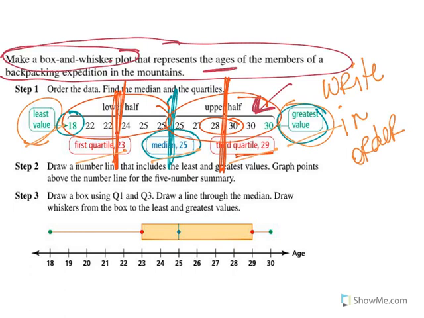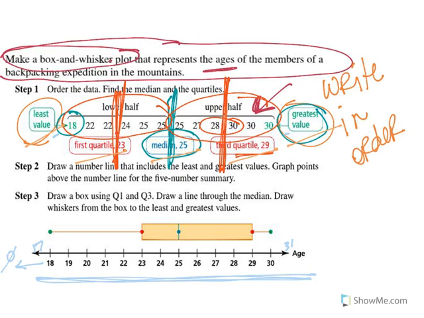Be very careful. Your number line here doesn't need to have any more numbers than from the least value to the greatest value. So you don't have to count this all the way back to 0 or anything. Start with 18 or start with 17 if you want to have an extra. Go up to 31 if you want to have an extra. But you don't have to go like 0 to 50 or anything.